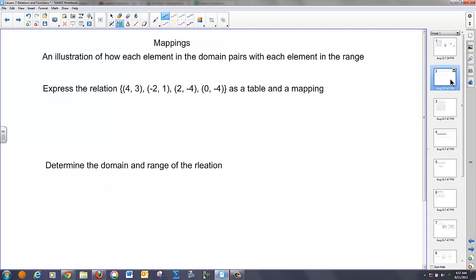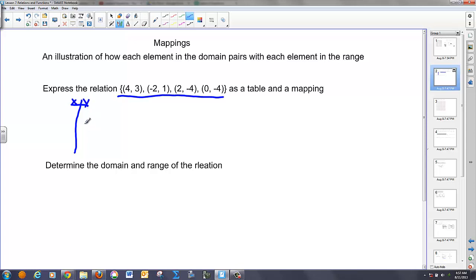Sometimes what we do when we want to talk about relationships is we talk about mapping. What I have in front of you is a relation made up of a set of points. What we want to do is write this relationship as a table, and then do a mapping on that relationship. Once again, a mapping is just an illustration of how the domain pairs with each element in the range. So let's do a table first.